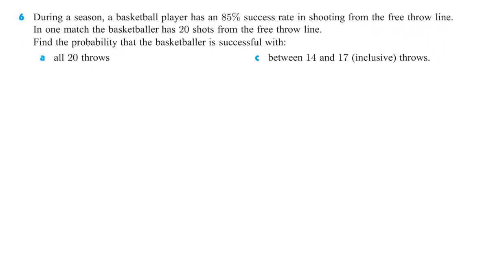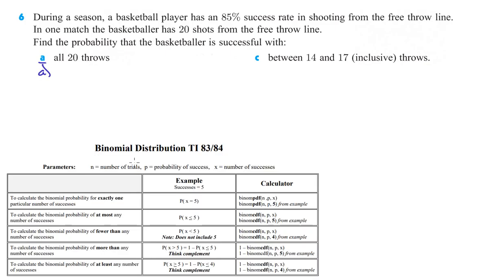Okay, moving on here. Number 6. During a season, a basketball player has an 85% success rate in shooting from the free throw line. In one match, the basketballer has 20 shots from the free throw line. Find the probability the basketballer is successful with all 20 free throws. This is an exact number, so exactly 20.